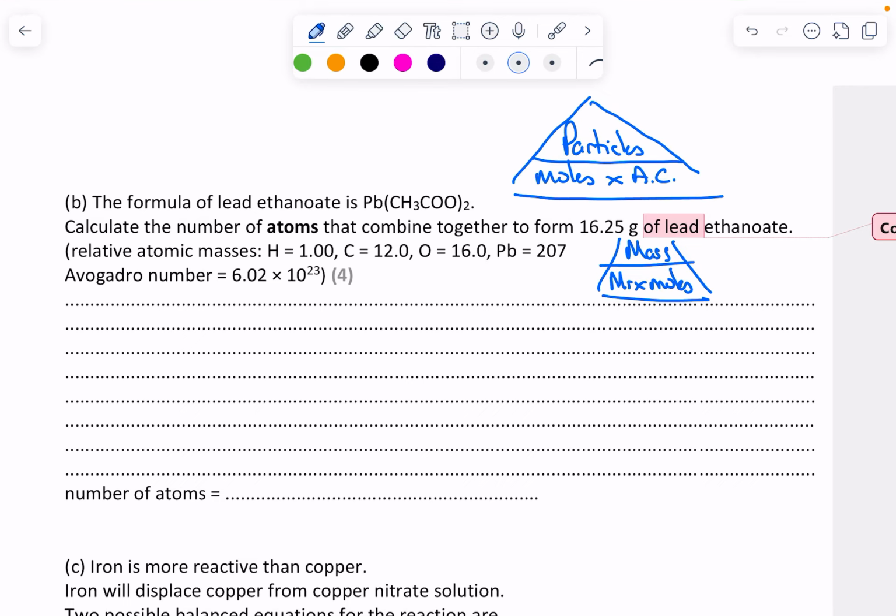So in this question, there's a couple of different things to think about. First of all, they are telling us an amount of the lead ethanoate, and that is in grams. So if I'm going to work out how many atoms there are of this, first job for me is to convert this into moles. But to convert it into moles, I need to know the MR. So let's deal with the MR for this lead ethanoate.